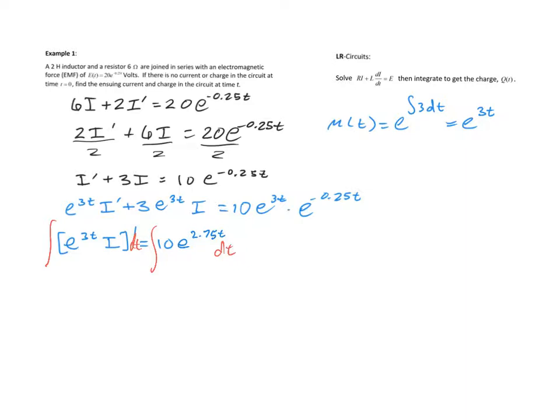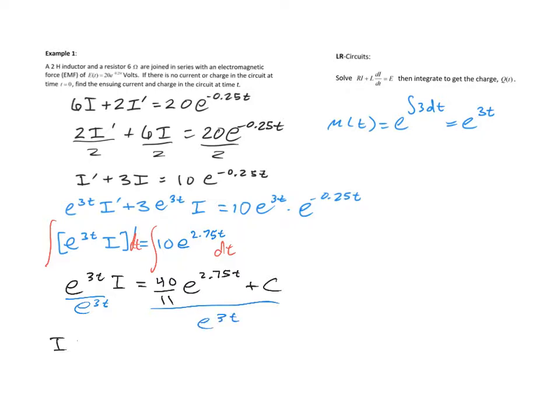And in doing so, we end up with e to the 3t times I is equal to 10 now divided by 2.75, which comes out to be a nasty decimal, so I'll convert it to a fraction, and that is 40 elevenths. So that's 40 elevenths e to the 2.75 t plus a constant c. And then last step, of course, dividing through by the exponential. And we end up with I of t, our current, is equal to 40 elevenths e to the negative 0.25 t plus c e to the negative 3t.